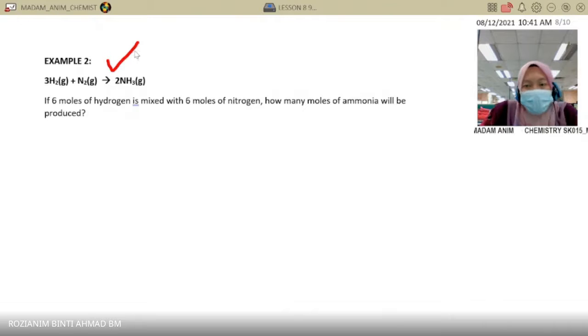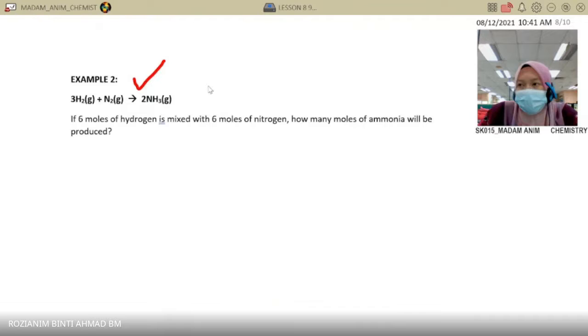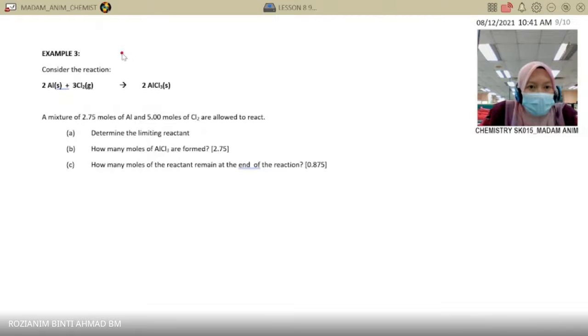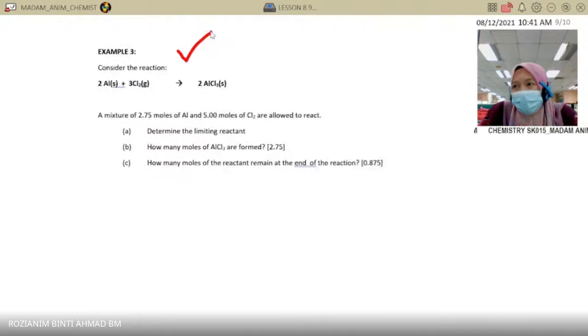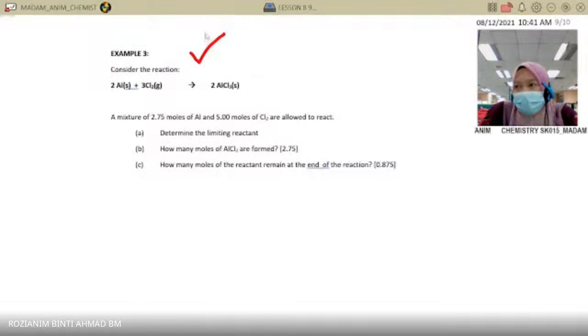Example 2, konsep yang senang sama macam kita belajar tadi. Example 2. Okay. So, saya serahkan pada kamu untuk buat. Next, sama juga. Example 3. Okay. Example 3 here. Tetapi example 3 adalah soalan yang saya tambah tadi. Nampak tak ayat kat sini? How many mole AlCl form? So, maksudnya dia nak produk. Mesti compare siapa limiting reactant, siapa excess.